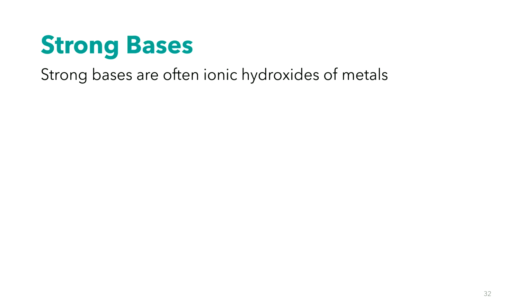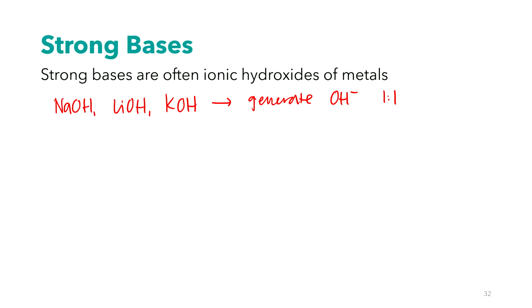All right? The strong bases that I need you to be aware of are usually ionic hydroxides of metals. So we're looking at NaOH, lithium hydroxide, potassium hydroxide. All of these generate OH minus in a 1-to-1 ratio, right? I put in 1 mole of NaOH, I get 1 mole of OH minus. That is now my OH minus concentration I could use to calculate pH.